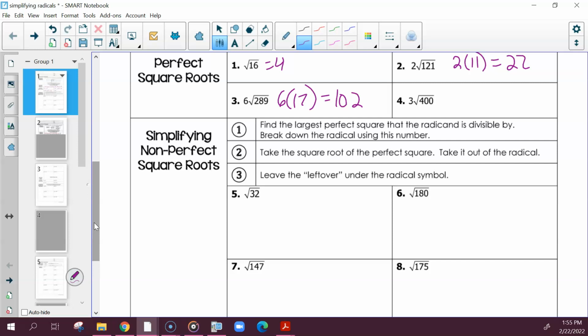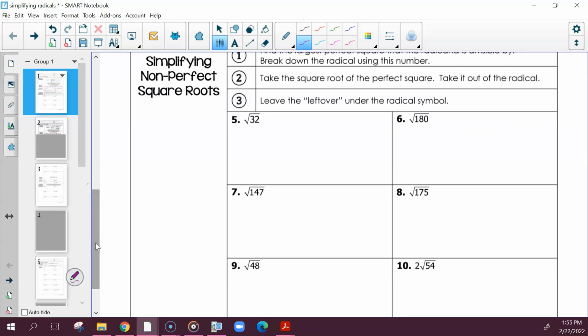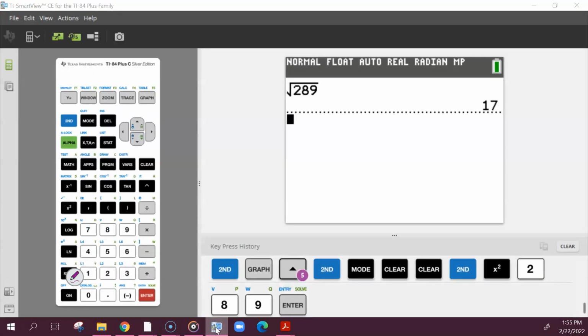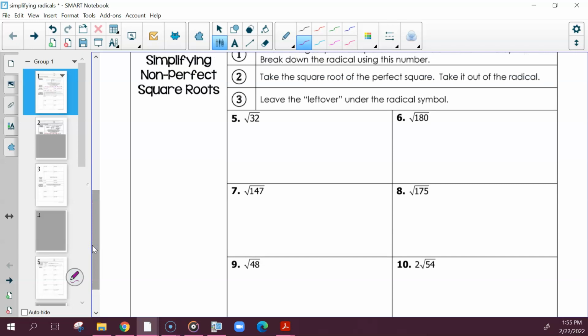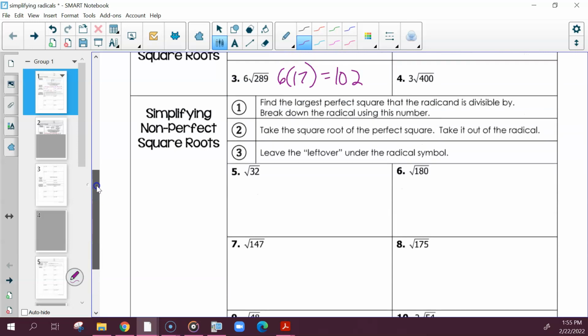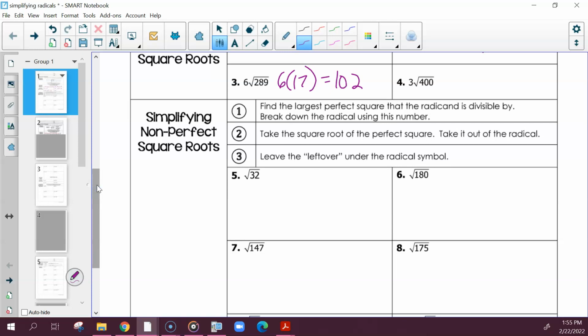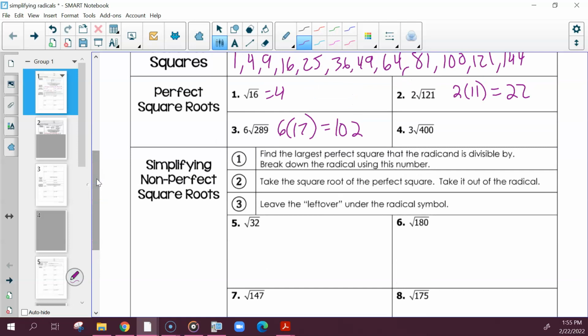So if we had an example like number 5, if you weren't sure, well, if I look at my perfect squares, 32 falls in between 25 and 36, so I know it's not a perfect square. Then what you want to do, and really you could do this 2 separate ways, so I'm going to show both. One is take 32 and start dividing it by your perfect squares. 32 divided by 1, well, we know that's 32, but that wouldn't change anything. 32 divided by 4, we know that's 8. Okay, so that might work.